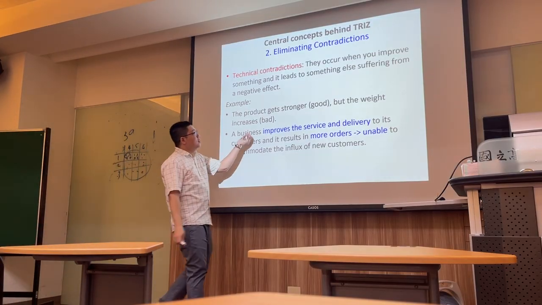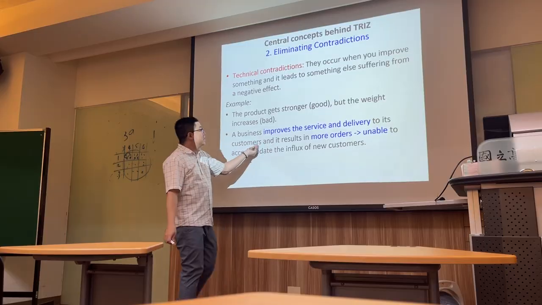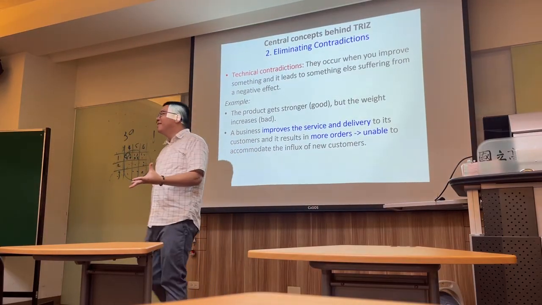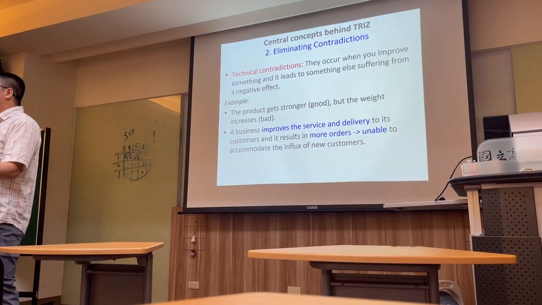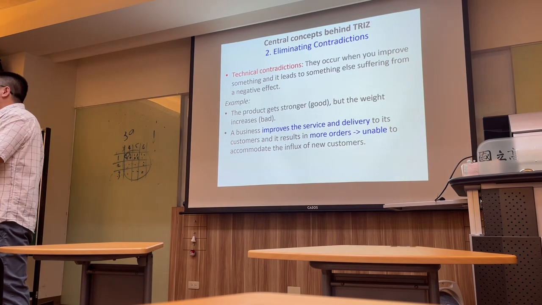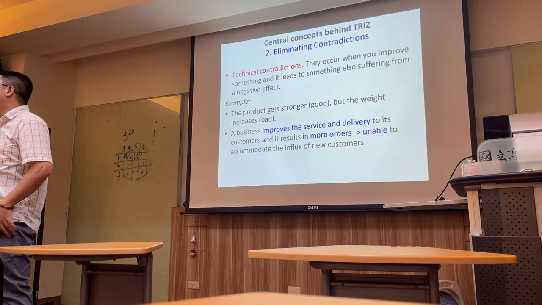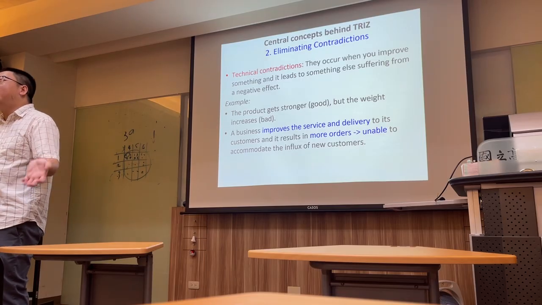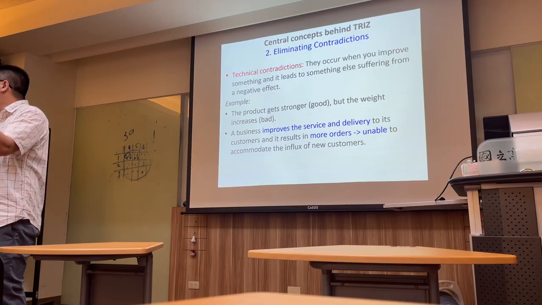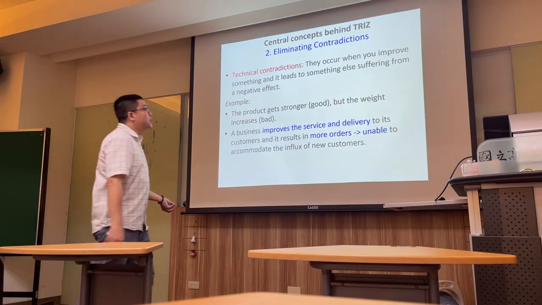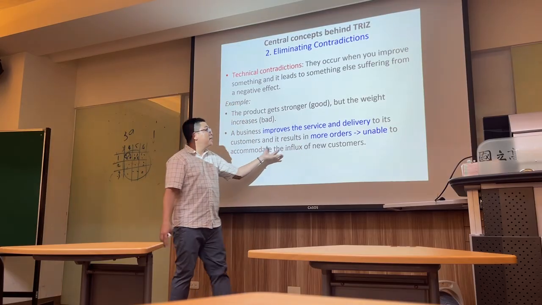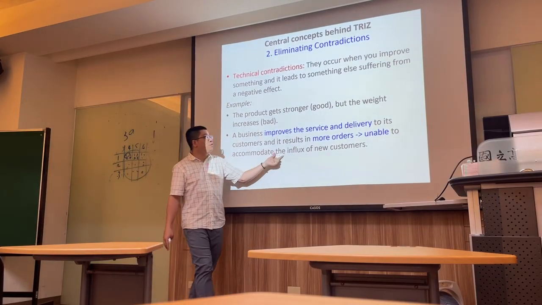A business improves the service and delivery to its customers, so it may lead to more orders. In the rush hour, right? In the rush hour, customers need to wait for a long time. To prevent the waiting time, you provide food delivery, so customers can stay at home to order food. They don't need to wait, so you can resolve the problem. Okay, waiting time decreases, so that's the positive side.